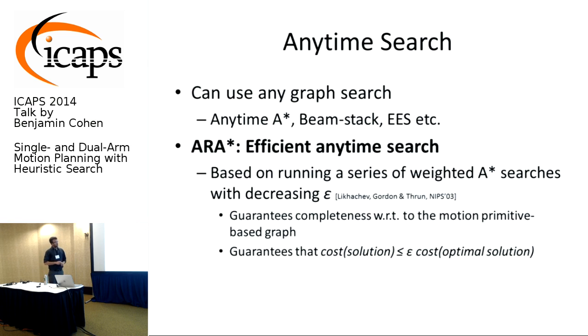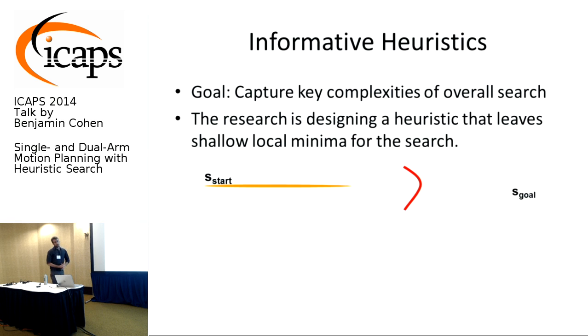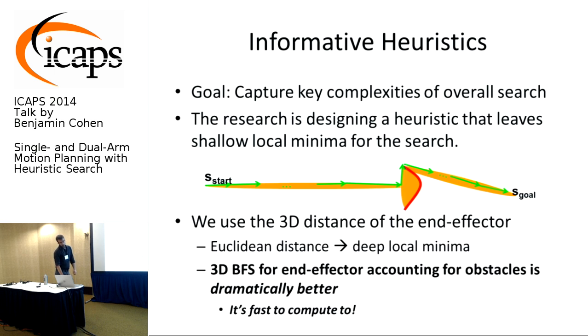So to guide our search, we need to capture the key complexities of this manipulation problem, and we found that it's the obstacles. Guiding that search around the obstacles in the environment will give us a solution much quicker. So we use the 3D distance of the end effector from the current state to the goal. Normally in motion planning, you use the Euclidean distance. It's a common thing to do. But we use the 3D distance of the end effector, accounting for obstacles along the way, and it's implemented using a 3D BFS. Okay? And we found that this is dramatically better than using the Euclidean distance. It's also fast to compute.